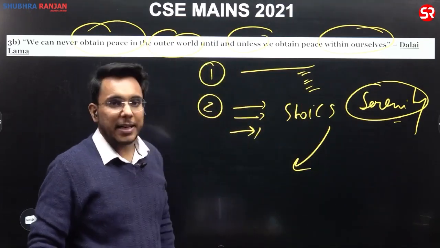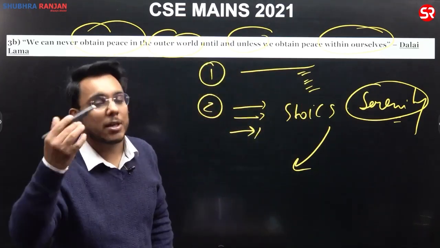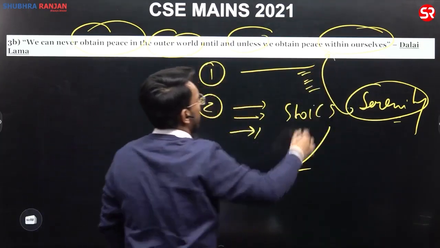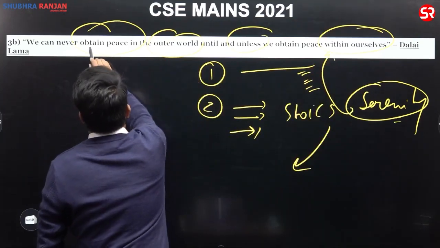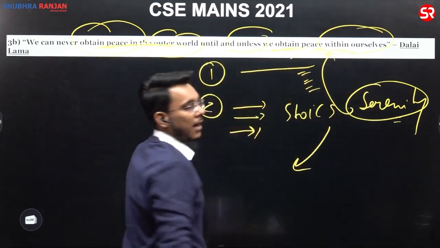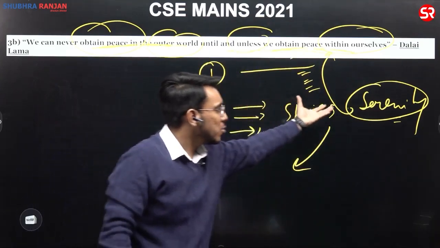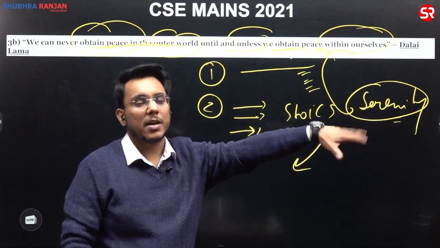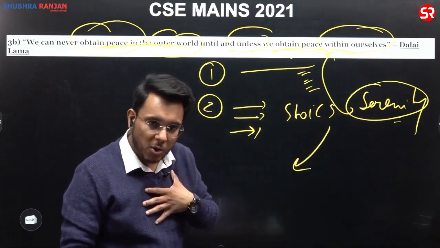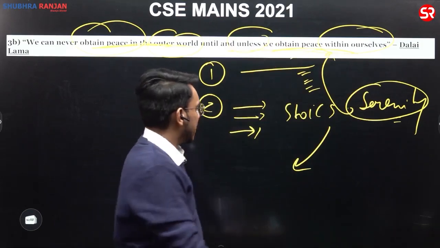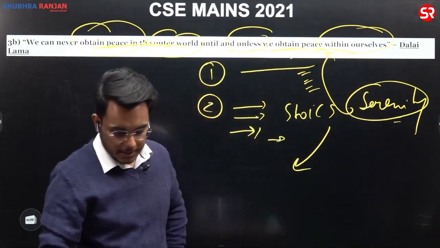And the concept of serenity, which can be discovered within by controlling your desires, by controlling your emotions, is similar to the Dalai Lama's quote, where Dalai Lama says that we can never obtain the peace in the outer world unless we obtain the peace within ourselves. So until and unless you attain serenity within, you cannot have it in the outer world. Until and unless it is found inside, you cannot have it in the outer world. So the Stoics' idea can be used here.